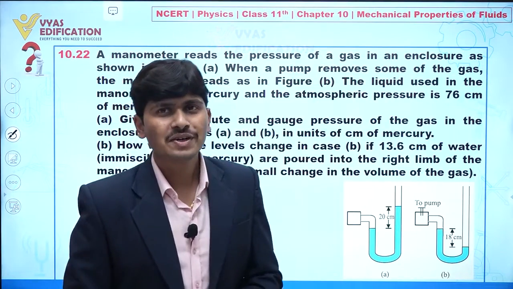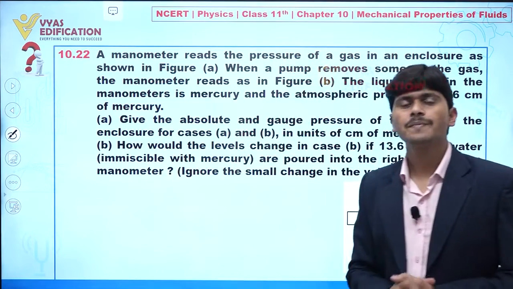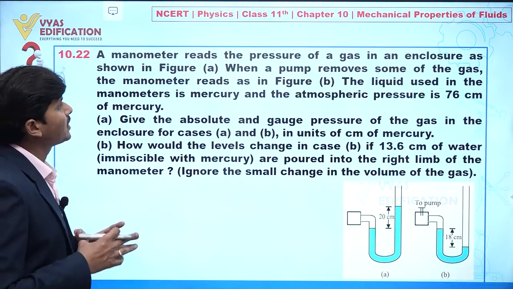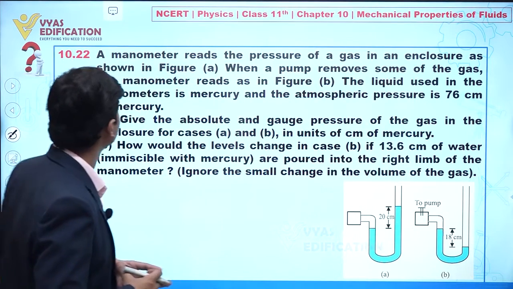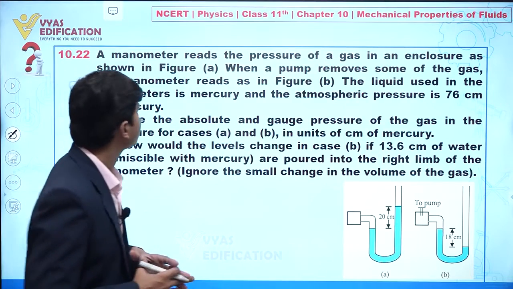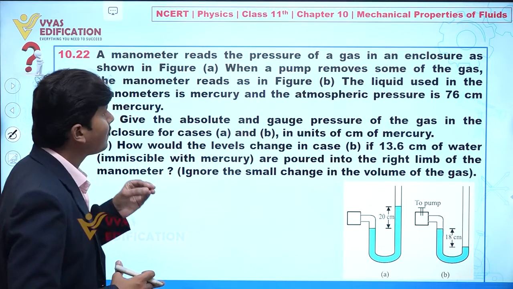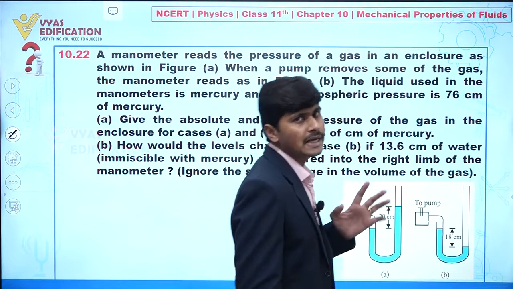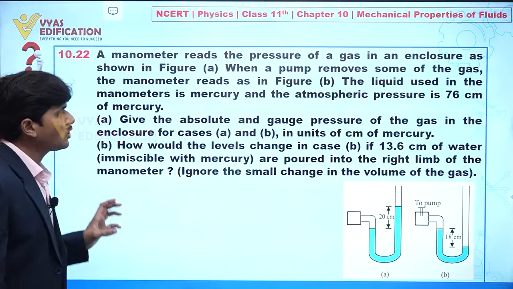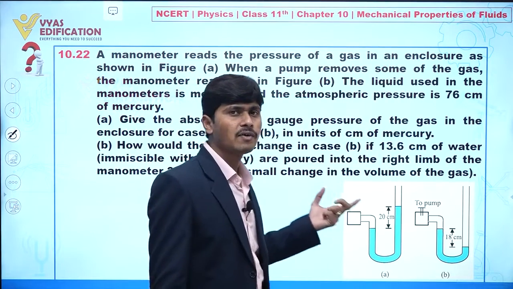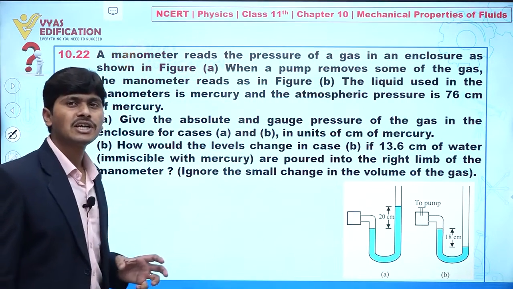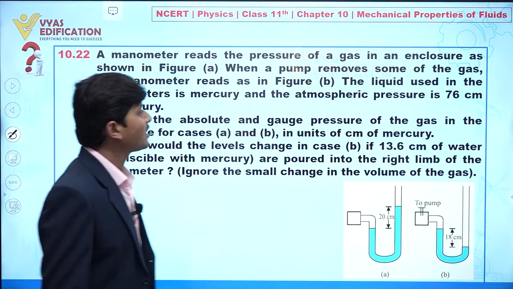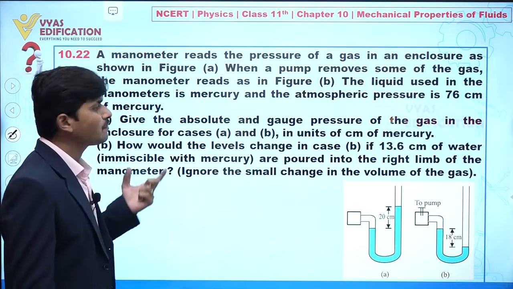Now dear students, we are going to discuss question number 10.22, and in this question it is given that a manometer reads the pressure of a gas in an enclosure as shown in figure A. When a pump removes some of the gas, the manometer reads as shown in figure B. It is also given that the liquid used in this manometer is mercury, and atmospheric pressure is given by 76 centimeter of mercury. Give the absolute and the gauge pressure of the gas in the enclosure for A and B.